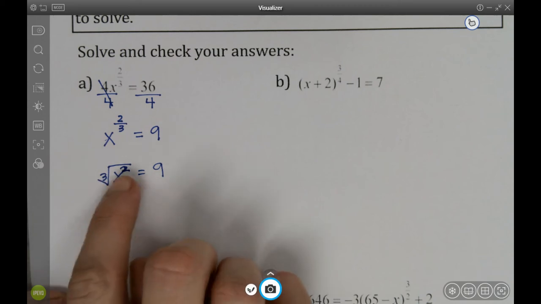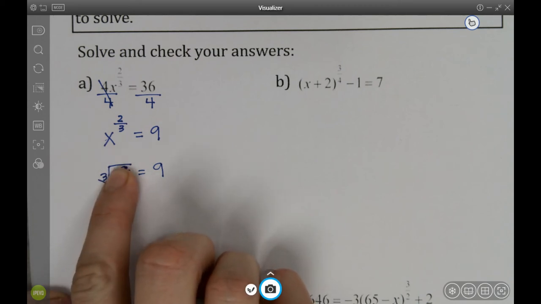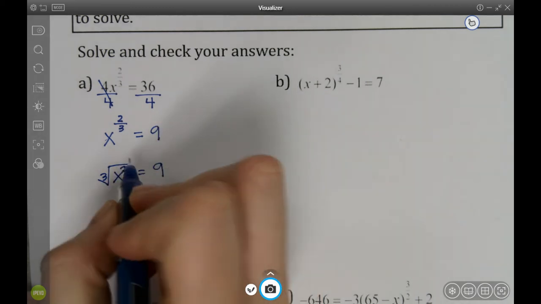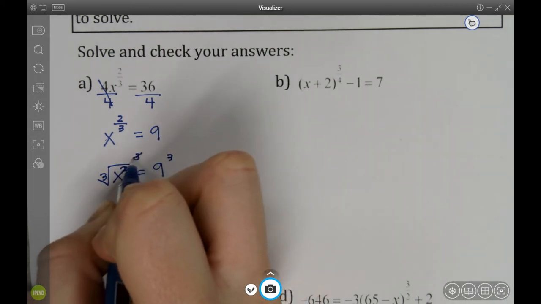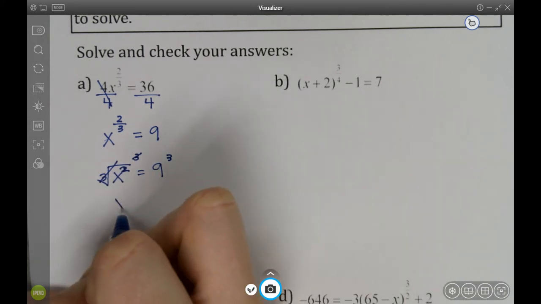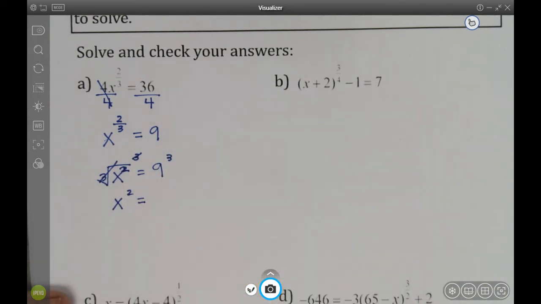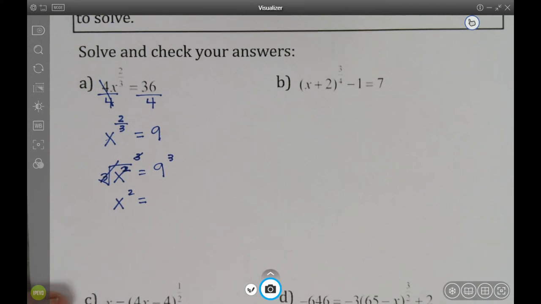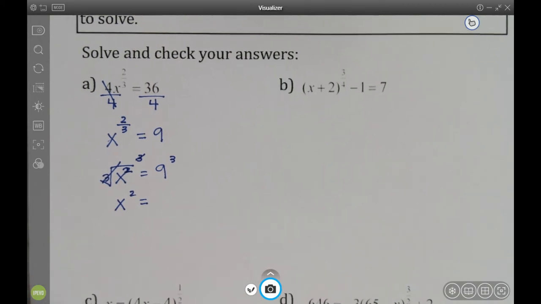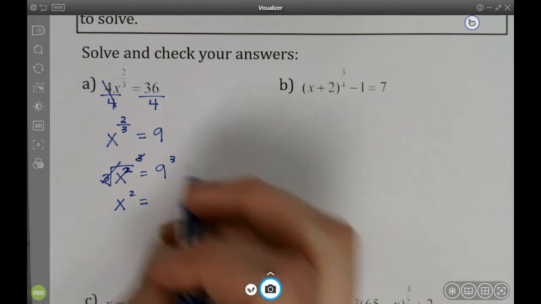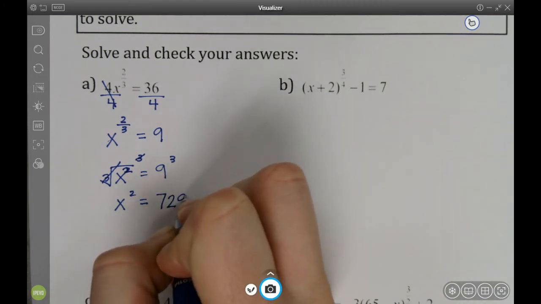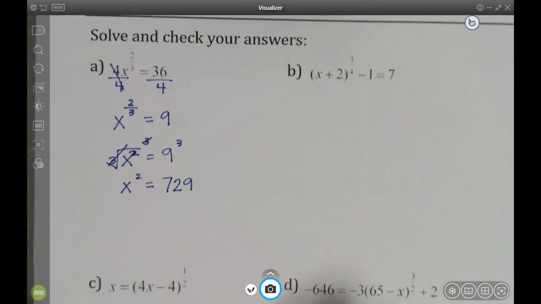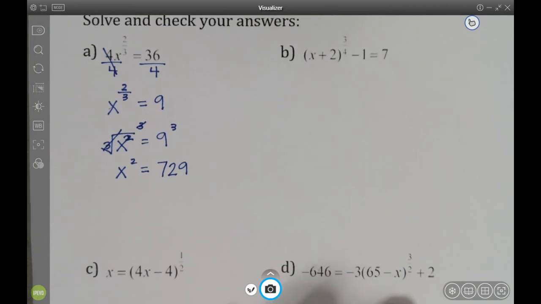Now you have the cubed root of something equals a number. So how do you undo a cubed root? You cube it. So raise it to the 3rd power. X squared equals 9 to the third power. What is that? You have a calculator. 81 times 9. 729. Okay, but I don't have X by itself yet.